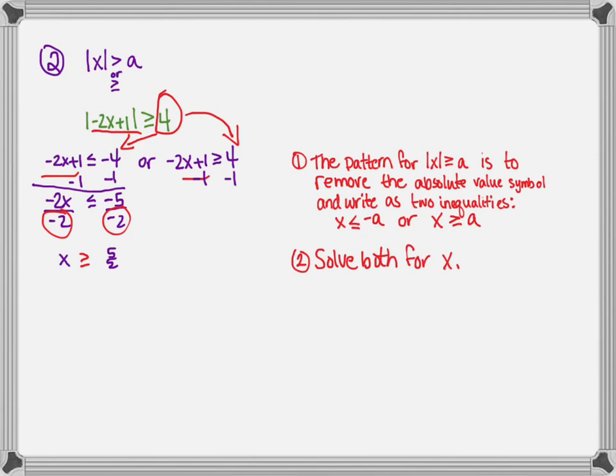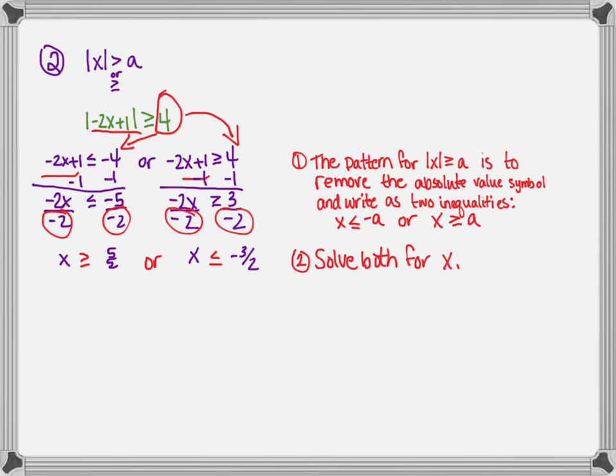On the other inequality, we'll start also by subtracting 1 from both sides. And we get negative 2x is greater than or equal to 3. Divide both sides by negative 2. On the left I have x, on the right I have negative 3/2. And again, because we divided by a negative number, the inequality symbol flips. So here we have x is less than or equal to negative 3/2. Again, that was because we divided by a negative number.